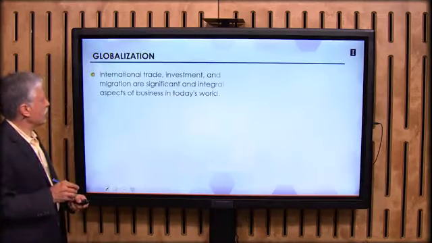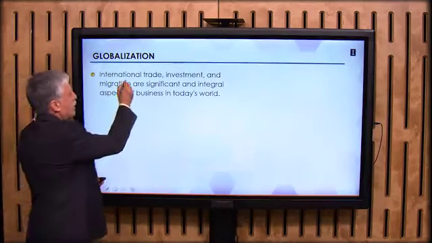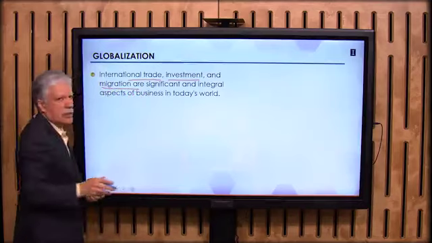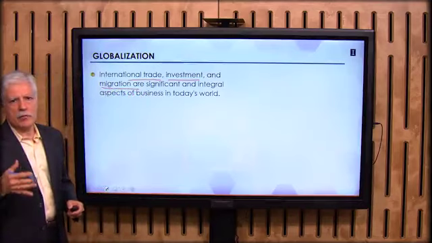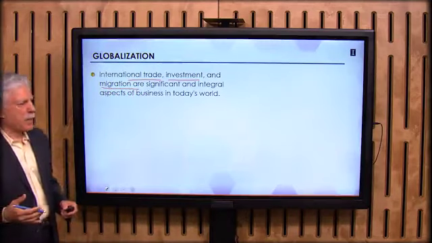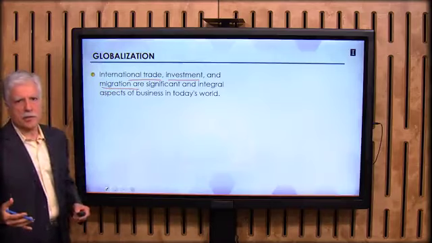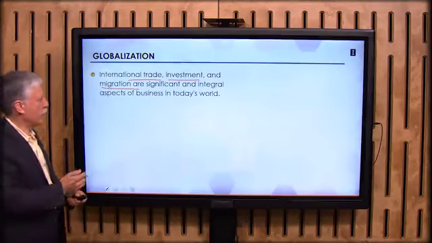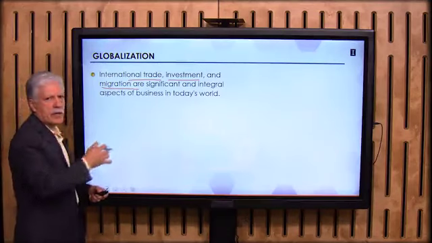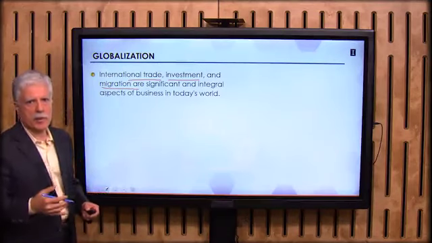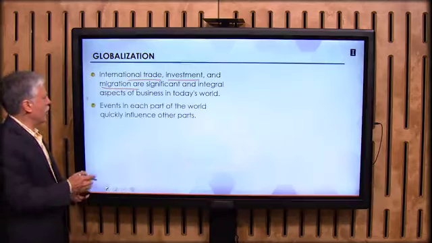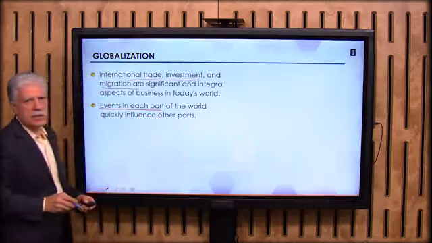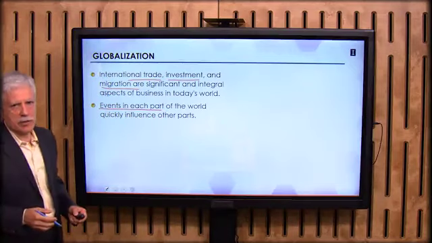First, globalization. International trade, investment, and migration are very important phenomena in our world today. All these things are important aspects of macroeconomic conditions in today's world, and therefore we would like to know how those factors influence economic performance in each country. We also would like to know how events in each corner of the world affect the rest of it.